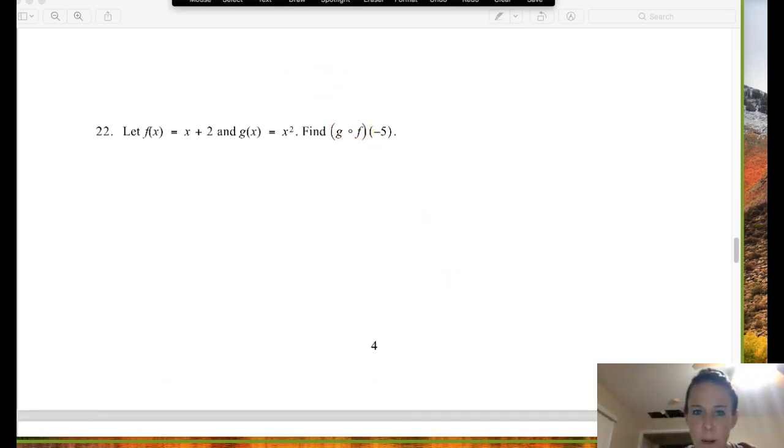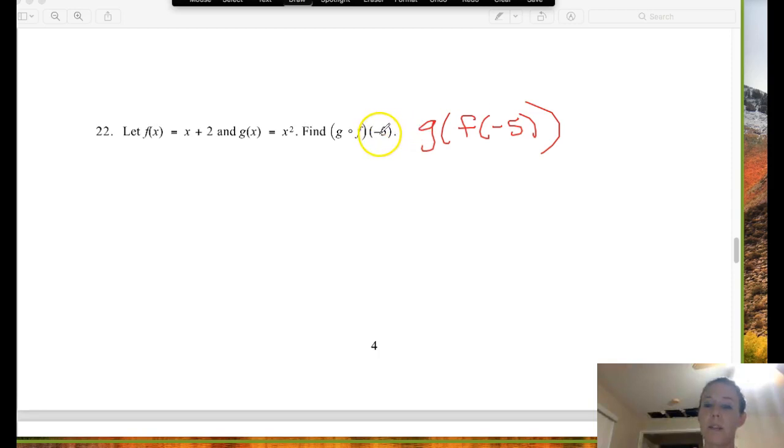And I like to rewrite this just for understanding. F of g of negative 5, it looks like this. Or excuse me, g of f of negative 5. I said that backwards. So g of f of negative 5. So you know what to do first. You start inner. So in this order, you put negative 5 into the f function, and then you put that answer into the g function.